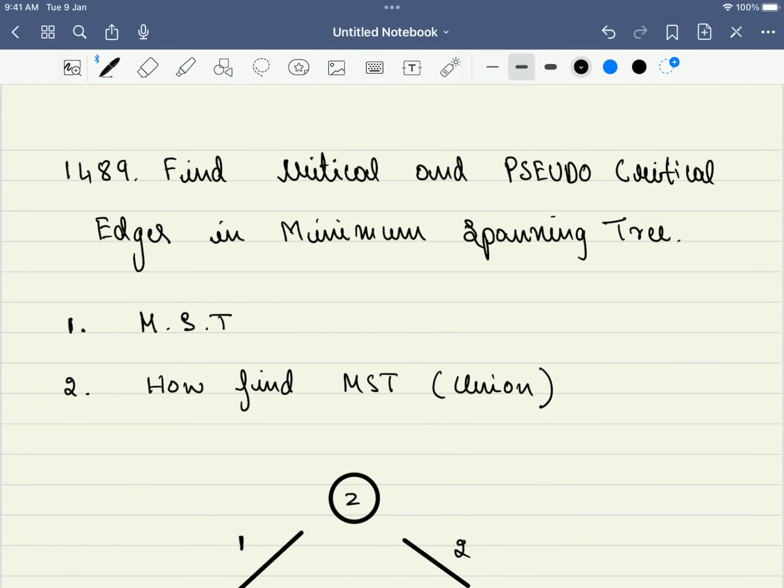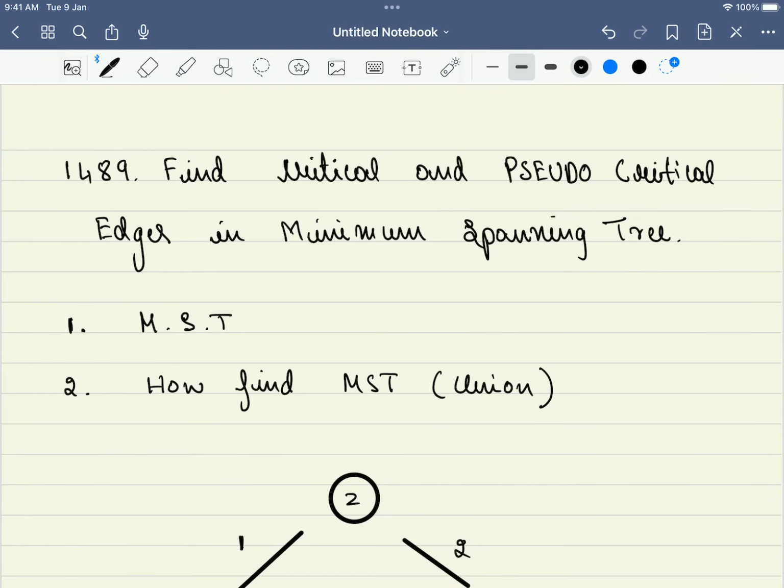In this video, we'll be solving Leetcode problem number 1489. Find critical and pseudo-critical edges in minimum spanning tree. Though this is a very difficult problem, I would say this is not a very tricky problem, but a tedious problem. And in this problem, there are two different concepts. And if you understand these two concepts, this problem will actually be very easy to solve.